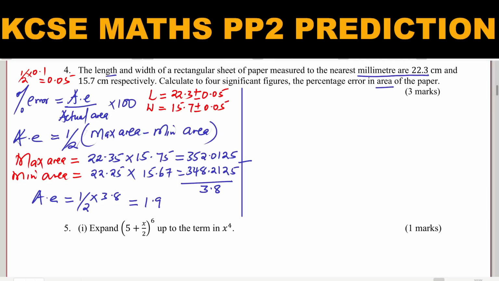Now after getting that, we need to get the actual area. So how do we get the actual area? The actual area, we get it by using the original measurements the way they are without interfering with them. So the actual length is 22.3. The actual width is 15.7. And when you multiply these, you get 350.11. So that is the actual area.